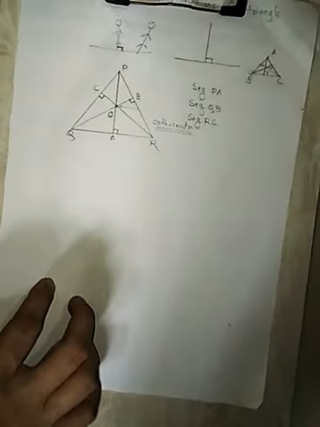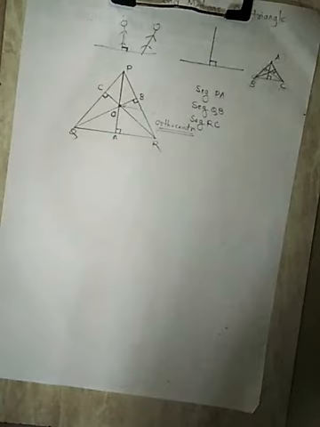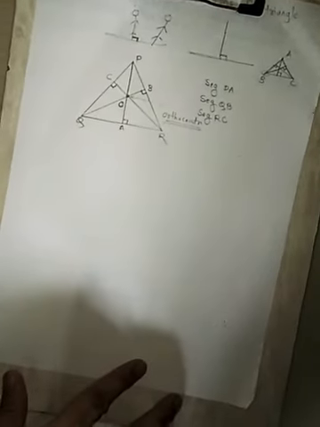Welcome back students. In the last video we saw how to draw altitudes in an acute angle triangle and an obtuse angle triangle. So today we are going to study how to draw altitudes in a right angle triangle, and also the position of the orthocenter.